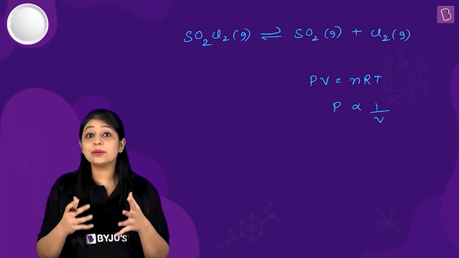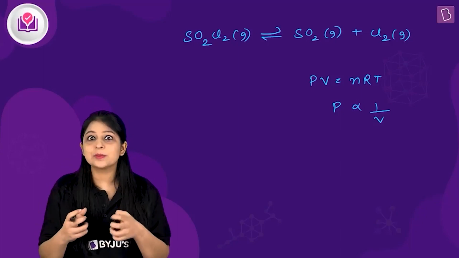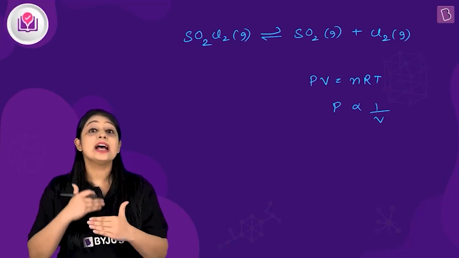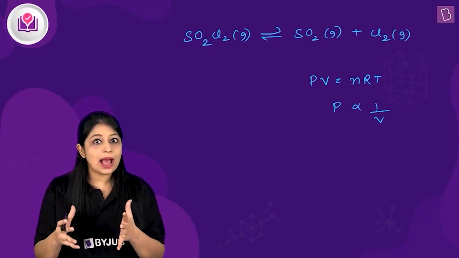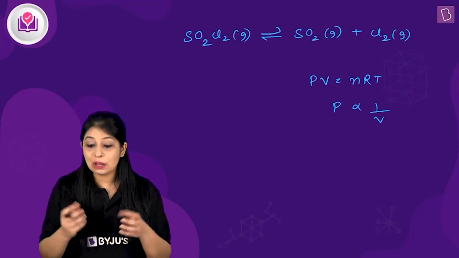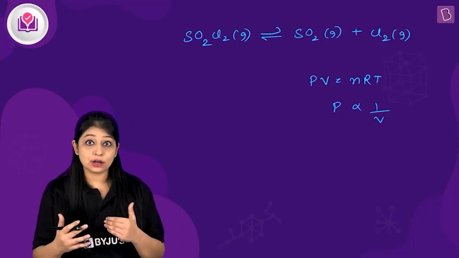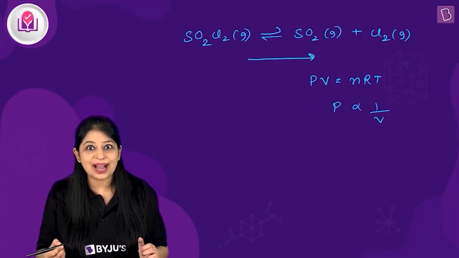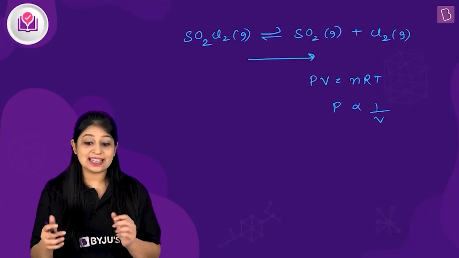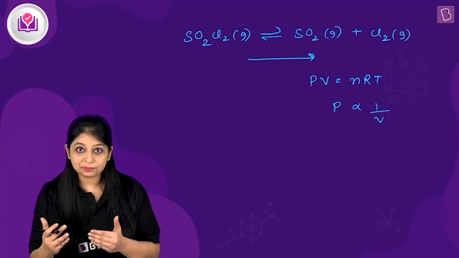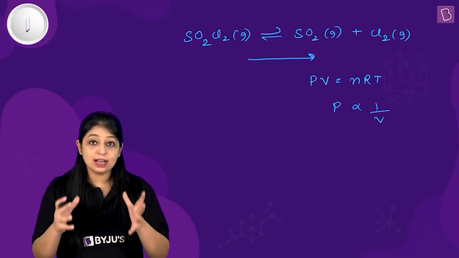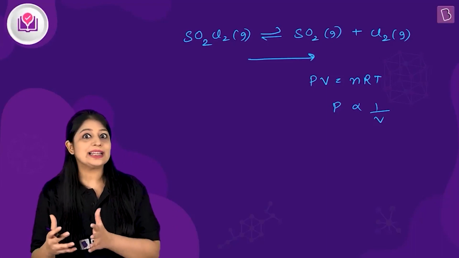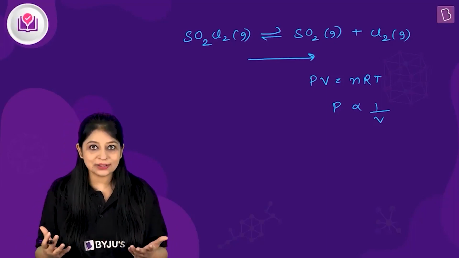So what would it do? Well, according to Le Chatelier's principle, the pressure has decreased now. Hence, it will try to re-achieve its pressure value. And how would it do that? Well, to increase the pressure of the system, the reaction will have to go in the forward direction. Why? In the forward direction, you can see the number of moles are increasing, the number of moles of gaseous components, right? So as the number of moles of gaseous components increases, the pressure of the system will also increase.